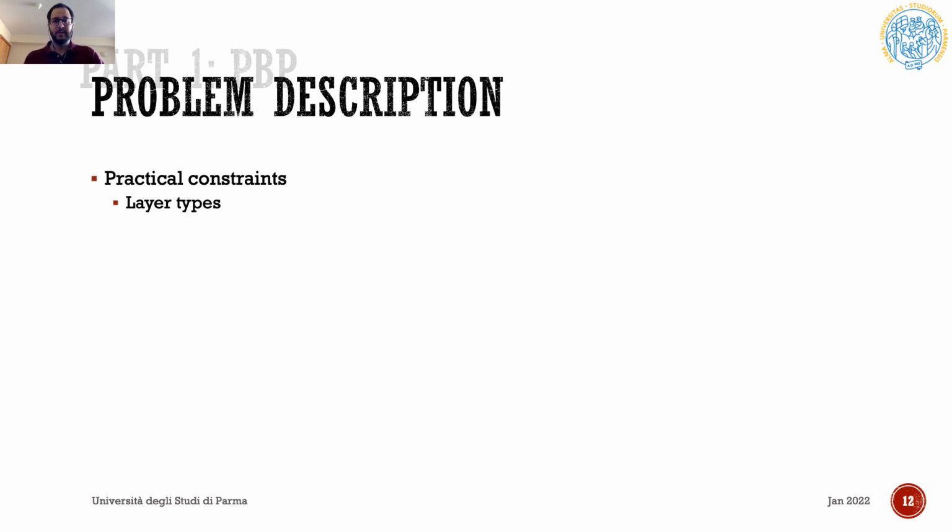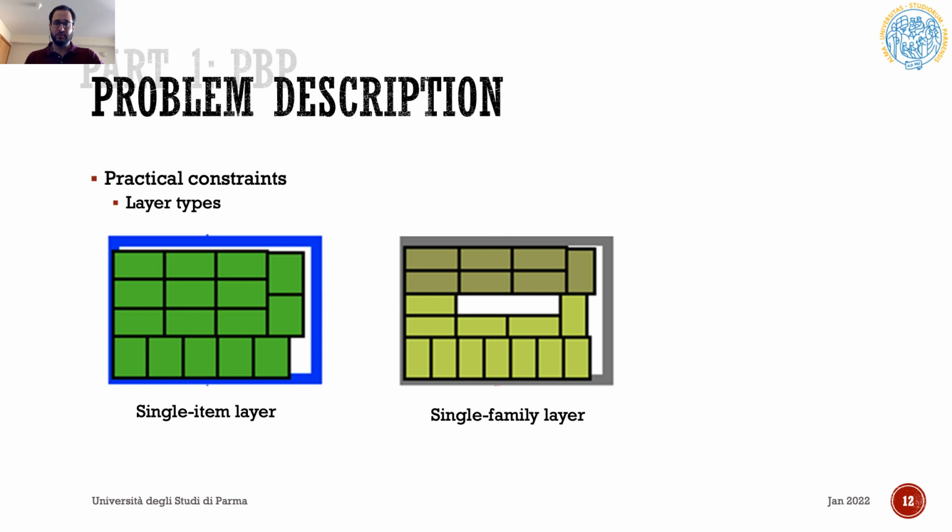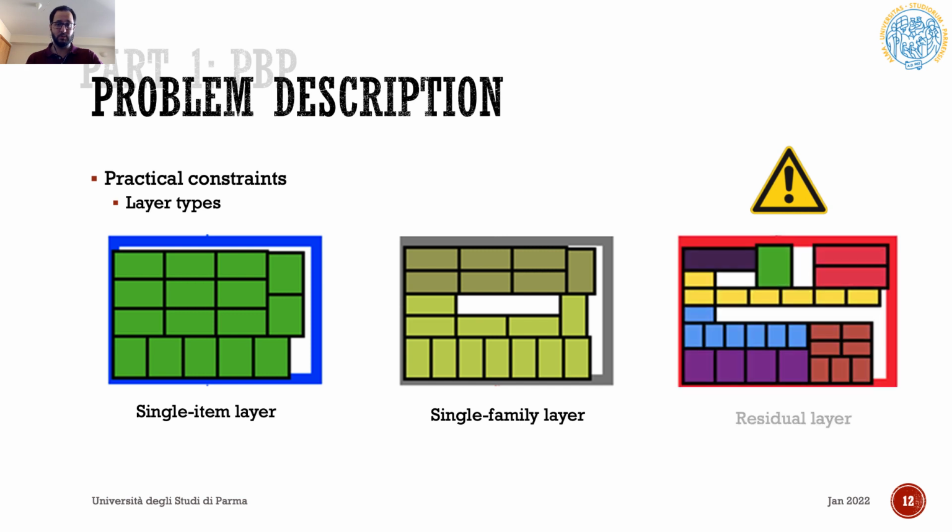All right? So based on the layers composition, we classify them into types. First, single item layer composed by items of the same type, which is represented by a color in this figure. Next, single family layer composed by items of the same family but different types. And an exception here. Each pallet may have a layer composed by multiple families, but only one layer with this composition. And this layer is called residual layer.